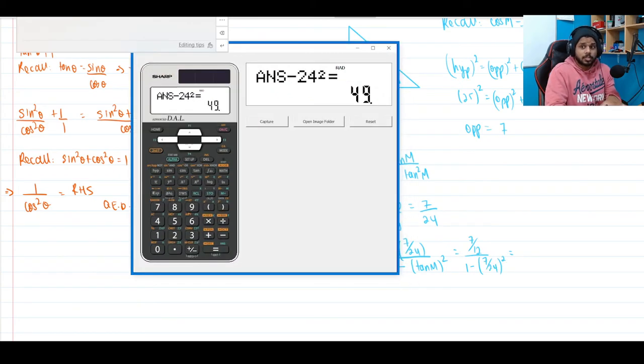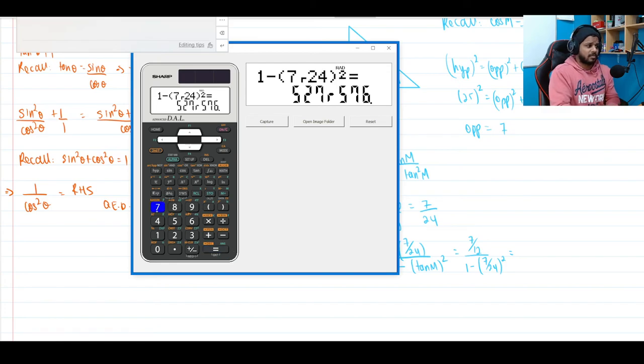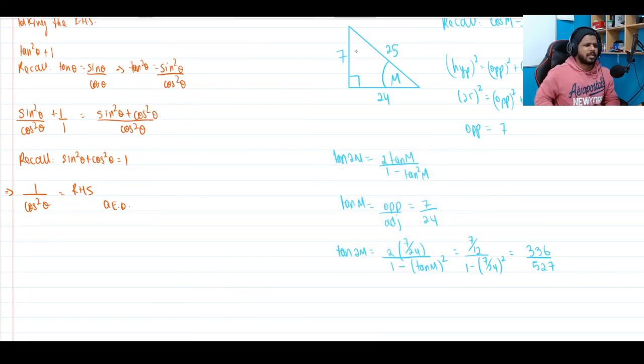And we can work this whole thing out on a calculator. 1 minus 7 over 24 squared is that. And 7 over 12 divided by this. The answer is 336 over 527. Now, it's looking like a kind of weird answer. I believe this is accurate. Let me just check it with my solutions here.